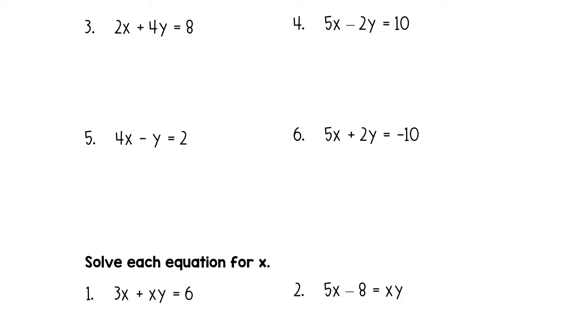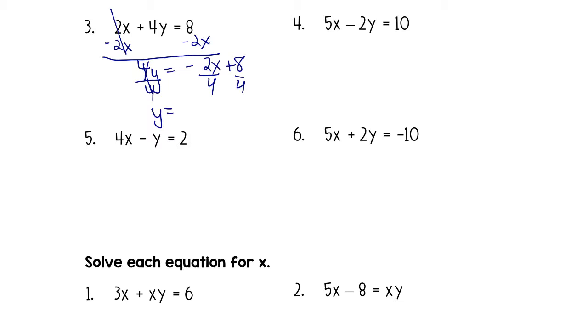All right, let's get y alone. We need to get rid of 2x, so we subtract 2x from each side. 2x minus 2x cancels. I'm left with 4y is negative 2x plus 8. I'm going to divide both sides by this 4. 4 over 4 cancels, and I've got y equals negative 2/4 x plus 8/4.